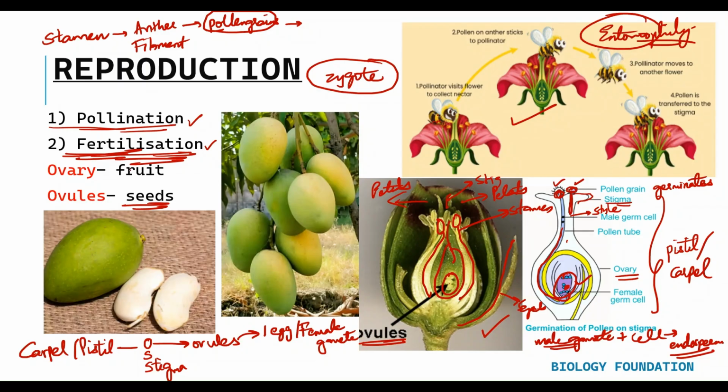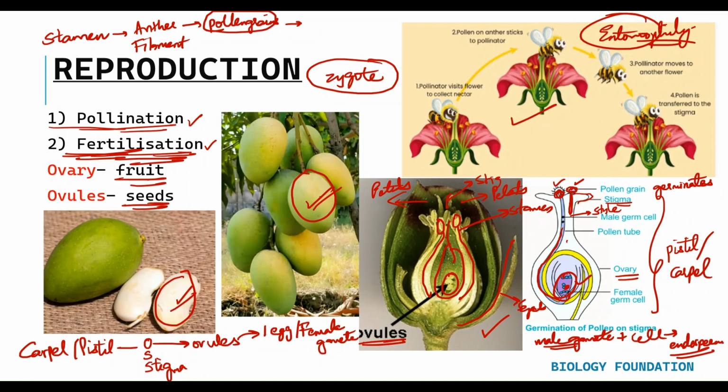And what happens to the ovary? It forms the fruit. So what are the products after fertilization? Seeds and fruits, where the ovary develops into fruit and ovules develop into seeds, right? If you see here, you have mango fruits, and inside the mango fruit you have the seed. Basically, this is the ovary. After fertilization, it became the fruit. And this is the ovule that became the seed. And inside the seed, you have your zygote, which develops into embryo and later gives rise to a complete plant.